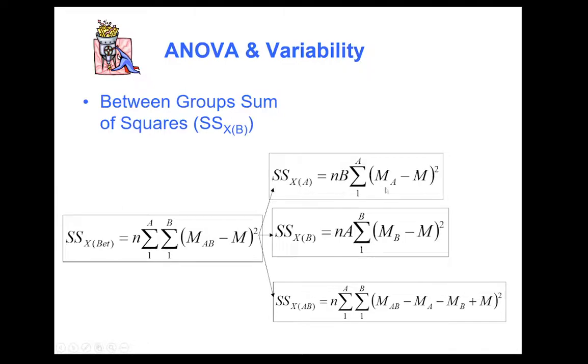Now, everything stays relatively the same. MA is just the mean for each of my levels of incentive type. I have a mean for the money people and a mean for the no money people.